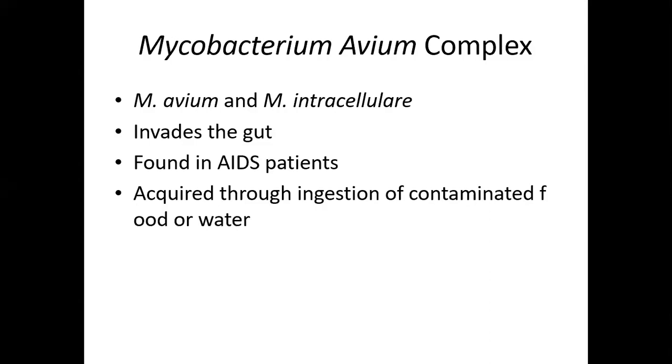Other types of Mycobacterium include Mycobacterium avium complex. It is composed of Mycobacterium avium and intracellulare. In fact, it is found in AIDS patients, which means immune-compromised patients, acquired through ingestion of contaminated food or water.